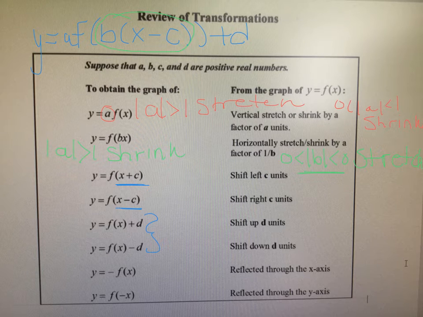And the last two down here are reflections. So if the negative's up front, you're making all the y's negative. When you make y negative, you're going to go across the x-axis. And then down here, if you make the x negative, you're going to go across the y-axis. Remember, it's backwards. So if y is negative, go across the x-axis. If x is negative, go across the y-axis.